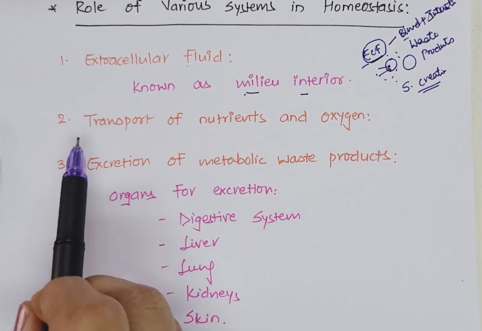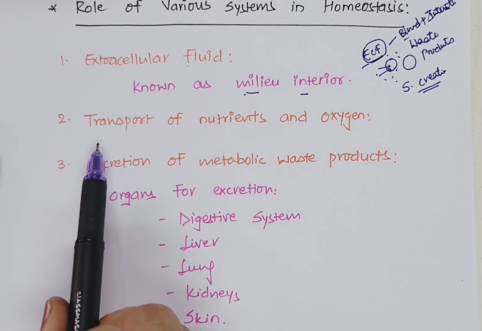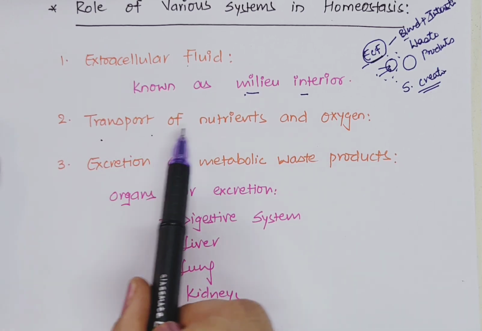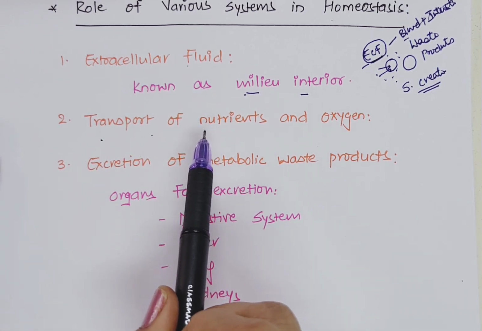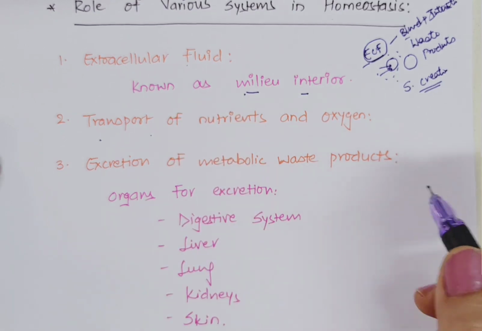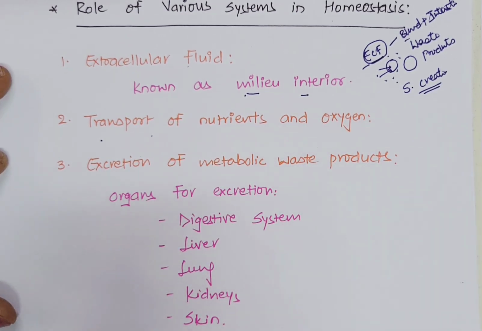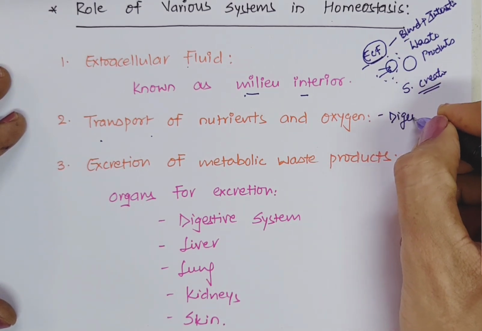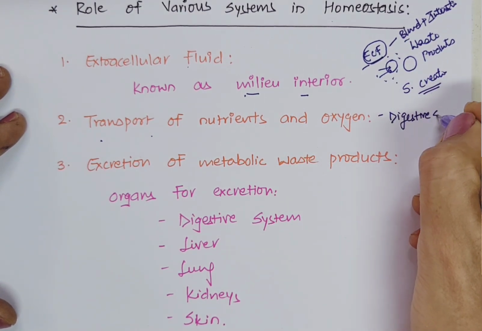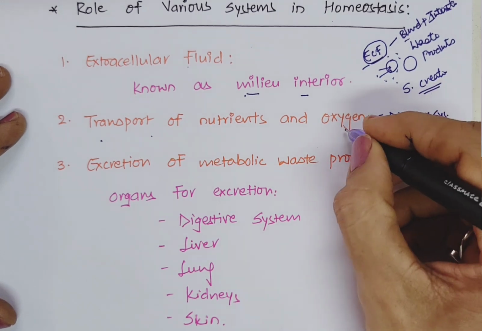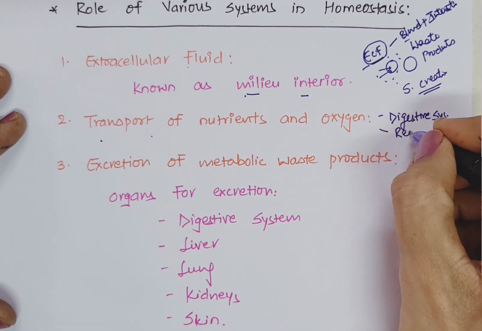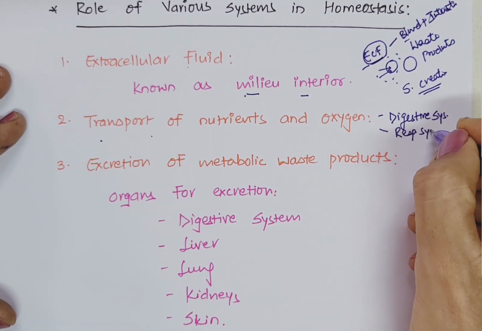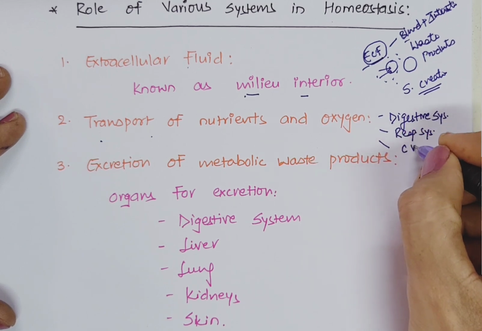Now, the second important system is for the transport of nutrients and oxygen. We require various systems for the transport. First of all, we require nutrients inside our body, so for that we have the digestive system, through which we get the nutrients inside the body. For oxygen requirement we have the respiratory system. And for transport we have the cardiovascular system.